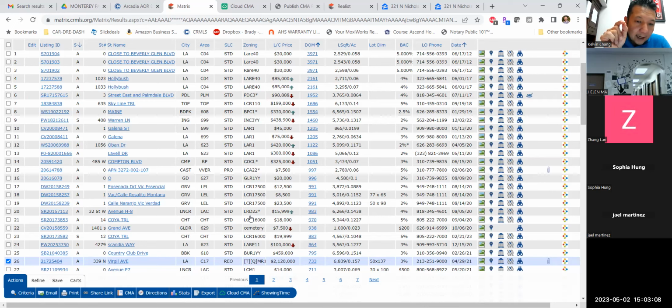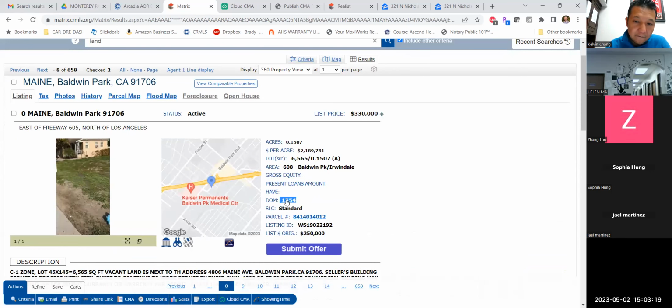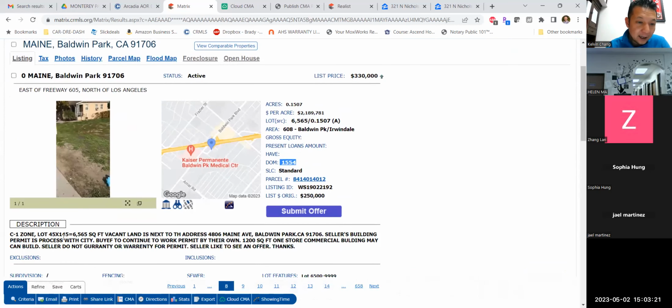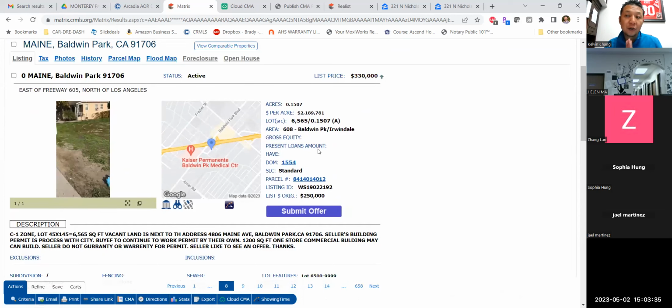So I would take a property, look at its lot size, and here's one in Baldwin Park on Main. Okay. This has been on sale for 1,550 days, 5 years. This is commercial zoning. So it's close to the freeway. It actually is very attractive because it's close to the medical center. But commercial zoning would have a different approach on highest and best use.